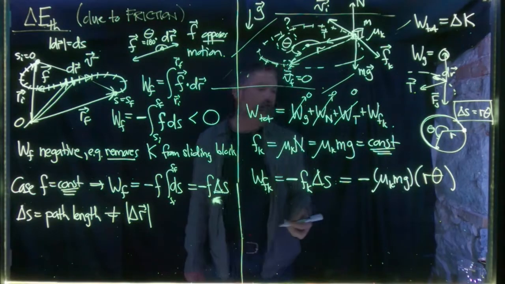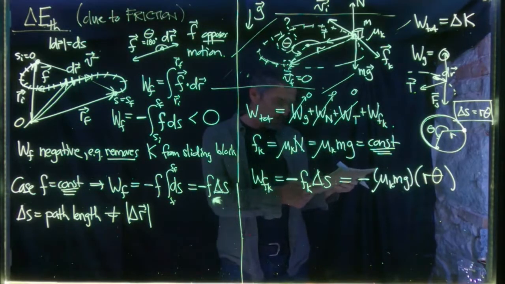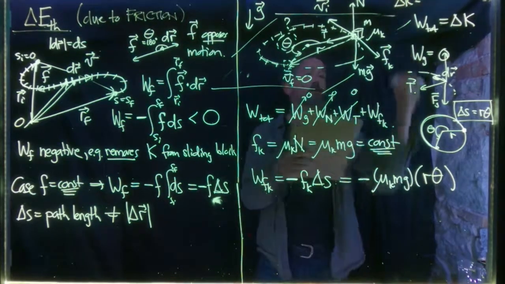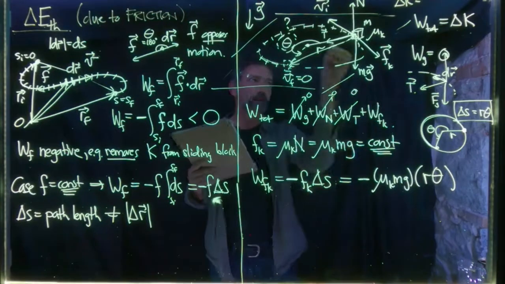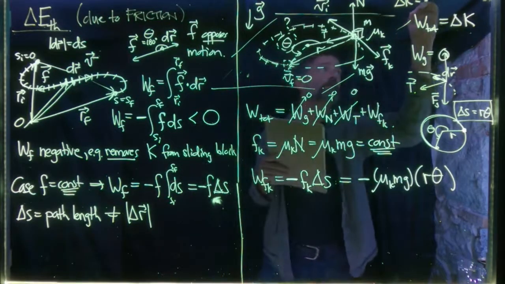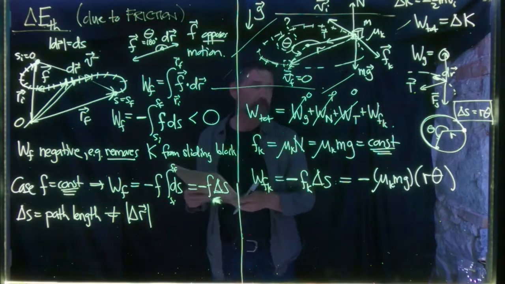And then the last thing we need to work out is the... I'm going to run out of room here, so let's just do it up here. The change in the kinetic energy is final kinetic, which is zero, minus initial kinetic. So the change in the kinetic energy is negative 1/2 m times v, the initial speed squared. Okay, so we have that.